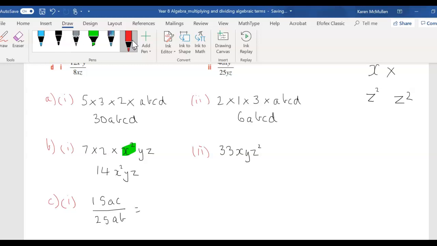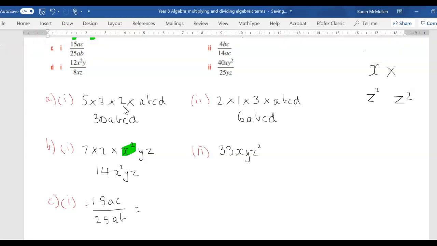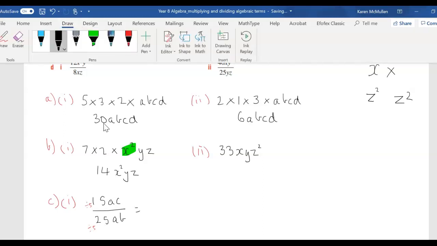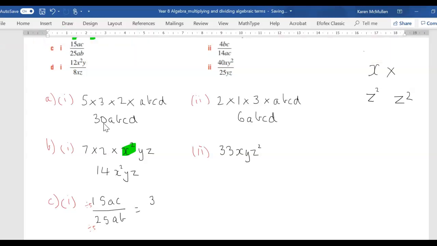So the highest common factor for 15 and 25 is 5. So we're going to divide both the top and the bottom by 5. So I'm just simplifying the fraction. So 15 divided by 5 is 3. And 25 divided by 5 is 5. Okay, so 15 over 25 simplifies to 3/5.